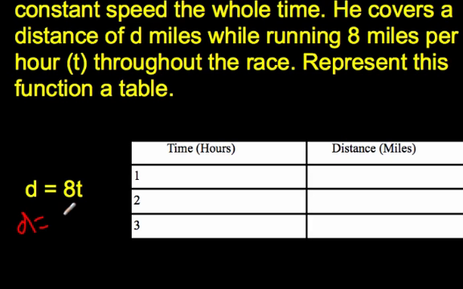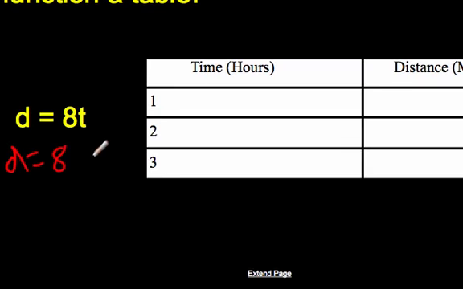D equals 8, our speed, 8 miles per hour, right? We got that from up here in our problem, 8 miles per hour. And we're saying that there's 1 hour the first time, so 8 times 1. D equals 8 times 1. Well, then d would equal 8. The distance would be 8 miles. So I would put this over here in our little table. We get 8 miles.